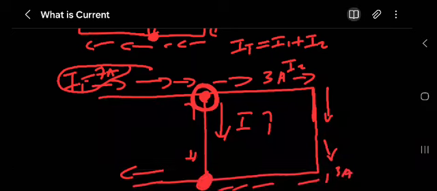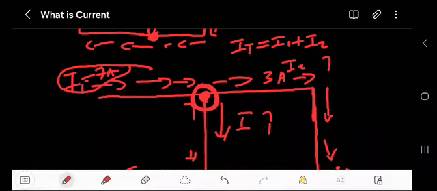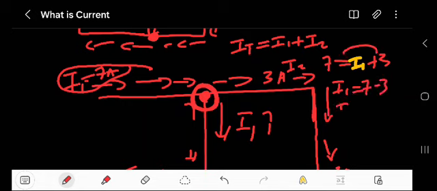Remember, we started with 7, so you can simply say 7 is equal to, we call this I1, we don't know I1, plus I2 is 3. Then we want I1, so you apply your math. You take 3 to that side, it will change sign, so I1 will be equal to 7 minus 3, which is 4 amps.